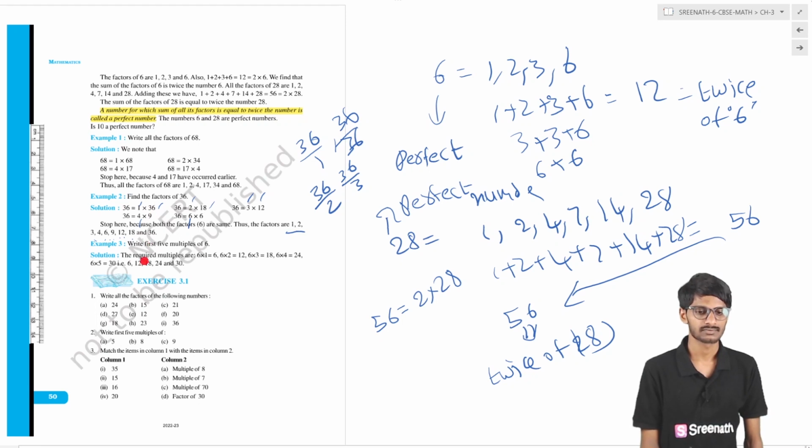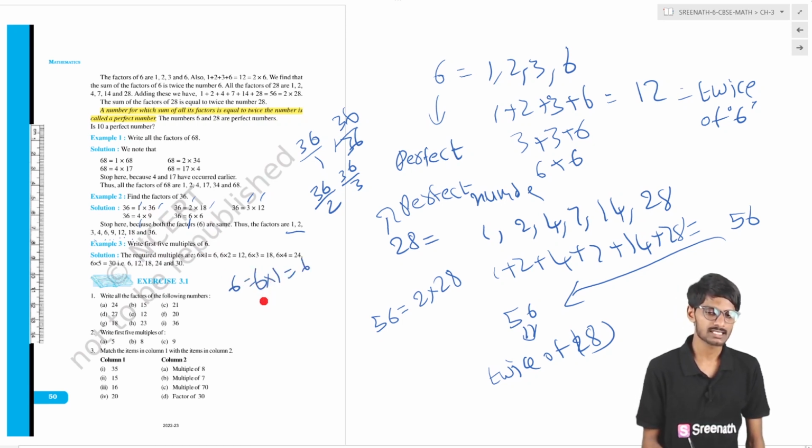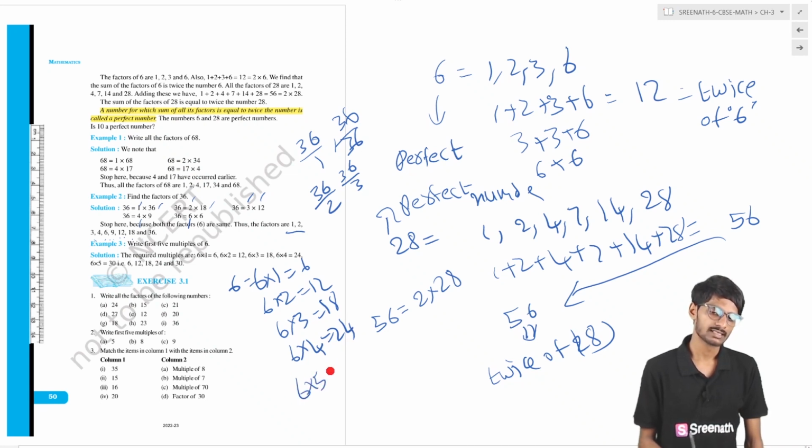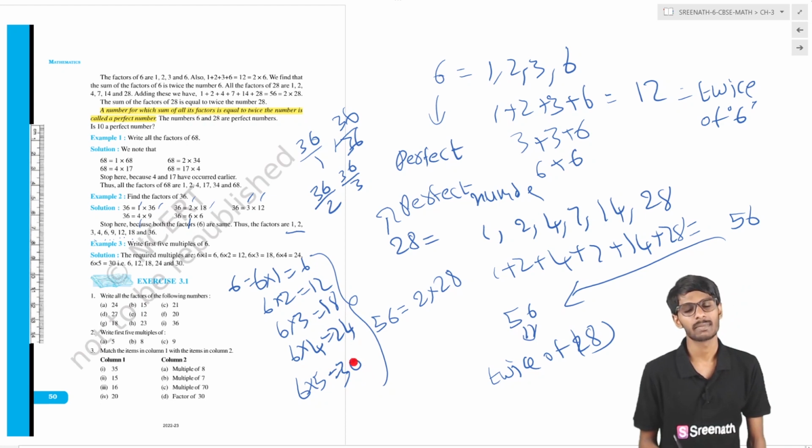Okay students, next, write the first 5 multiples of 6. So we have to write the multiples of 6. The first 5 multiples are basically 6 into 1, which is 6, 6 into 2, that is 12, 6 into 3, that is 18, 6 into 4, that is 24, and 6 into 5, that is 30. All these are the first 5 multiples of 6. So in this way you can write them.